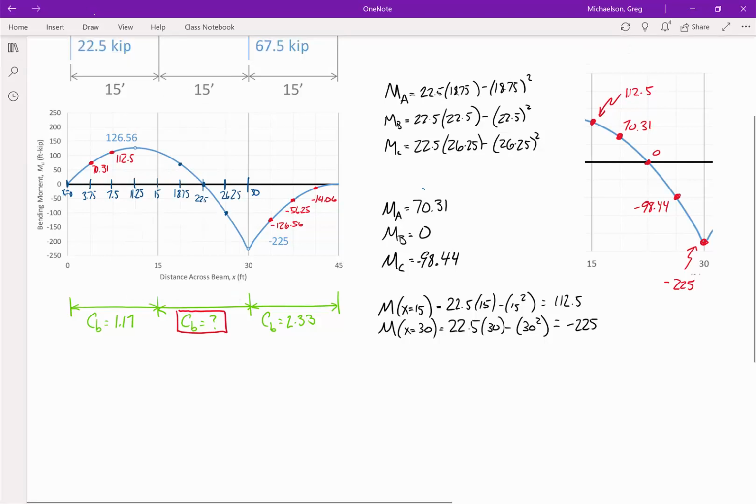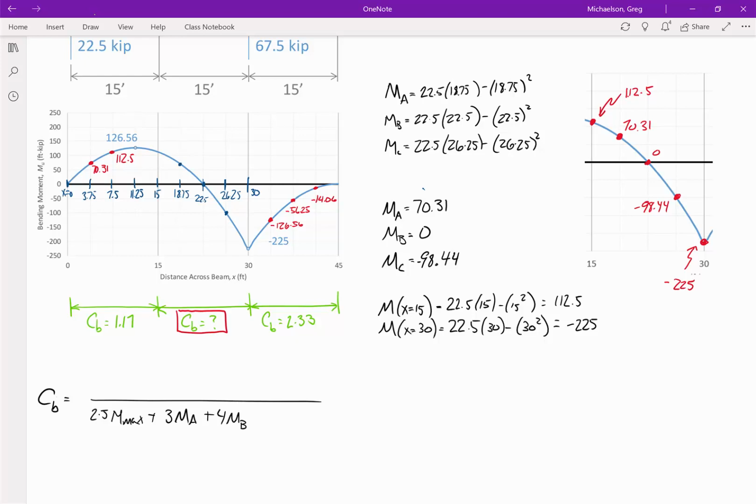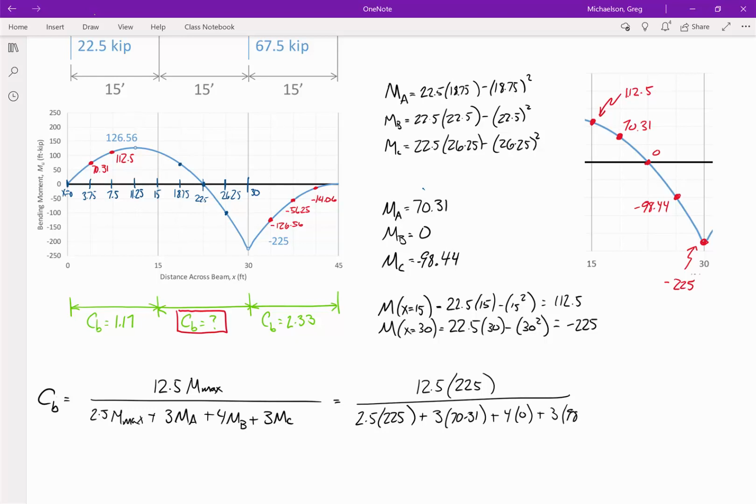Okay. So when we compute our CB expression, remember we take positive values. First off, CB, and our formula is 12.5 M max over 2.5 M max plus 3MA plus 4MB plus 3MC. For M max, what value are we going to use? Either 112.5 or negative 225. The big thing to remember is that you're always looking at this from a magnitude perspective, and the larger magnitude is 225. So this is 12.5 times 225 over 2.5 times 225. And for your remaining moments, you've got those values here. This is 70.31, this is 0, and this is 3 times, and remember we use positive values, 98.44.